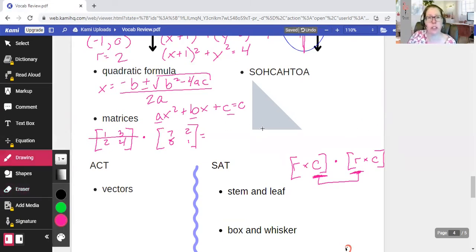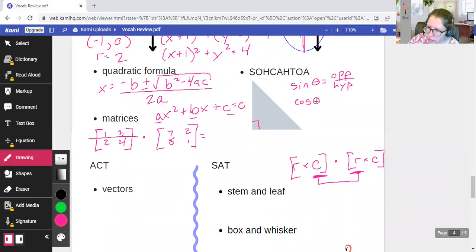So then SOHCAHTOA, this is the trig that they talk about. They say that they test trig. Well, I'm going to say 9 times out of 10, it's going to be SOHCAHTOA they're testing. So got to have that 90-degree angle. You can only use SOHCAHTOA on a right triangle. And this is the idea that sine of theta equals the opposite over the hypotenuse.